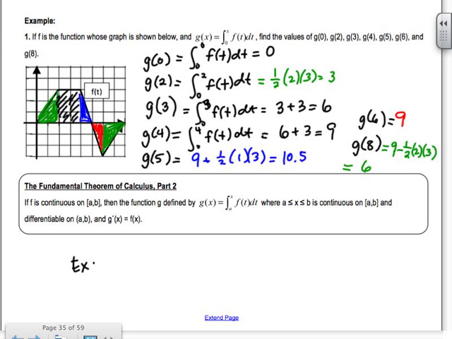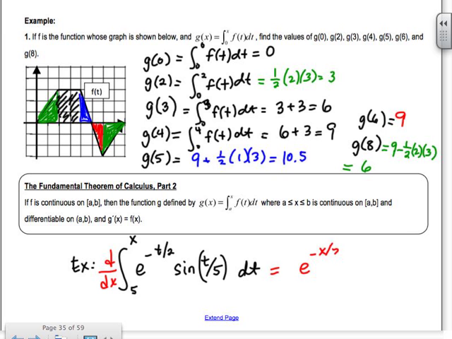If I had the integral from, I don't know, 5 to x of something very weird, e to the negative t over 2 times sine of t over 5, something weird like that. So if I had that strange function there, and I asked you to find the derivative, it just becomes this regular function with x plugged in. So it just equals e to the negative x over 2 sine of x over 5. So why do you guys think that is?